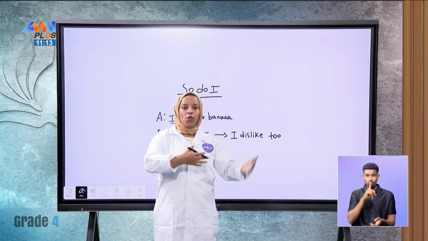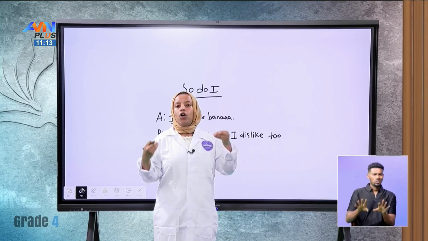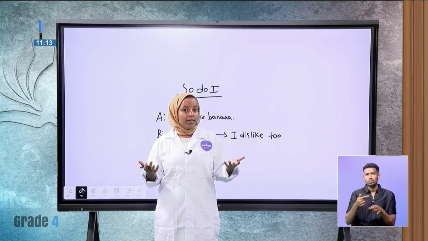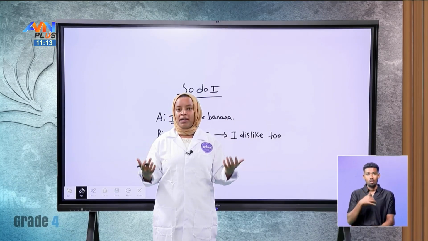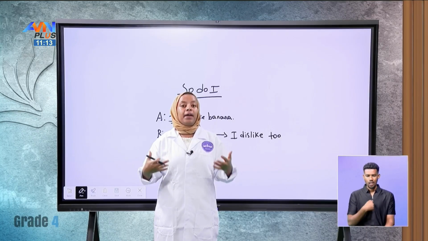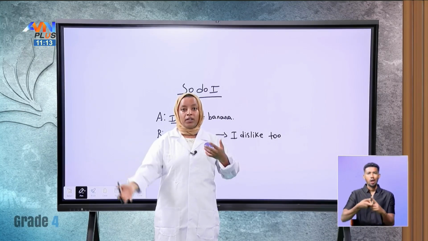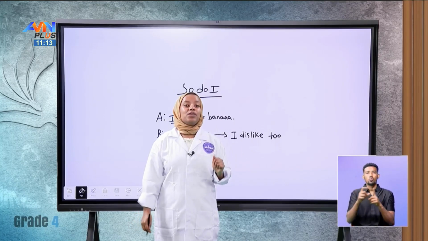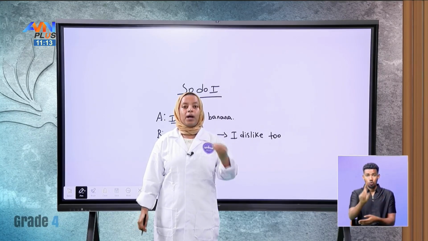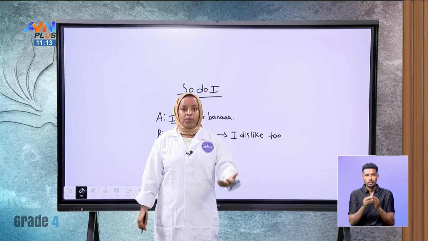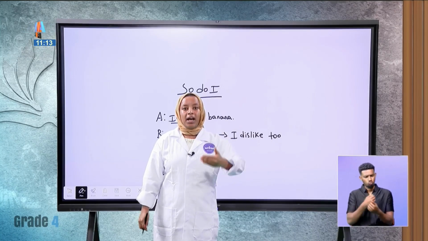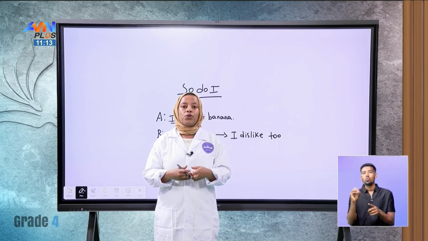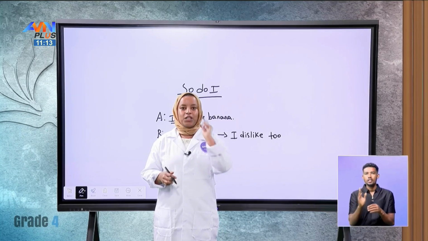So instead of I don't like banana, or I dislike banana, or I hate banana, you can say neither do I. It means I don't like banana too, like your friend, like your brother, like your sister. There is a form of word. Students, let me give you questions that you can practice with, expressing what you don't like and like by using so do I. Let us start. Don't forget, try to use paper and let us practice together.